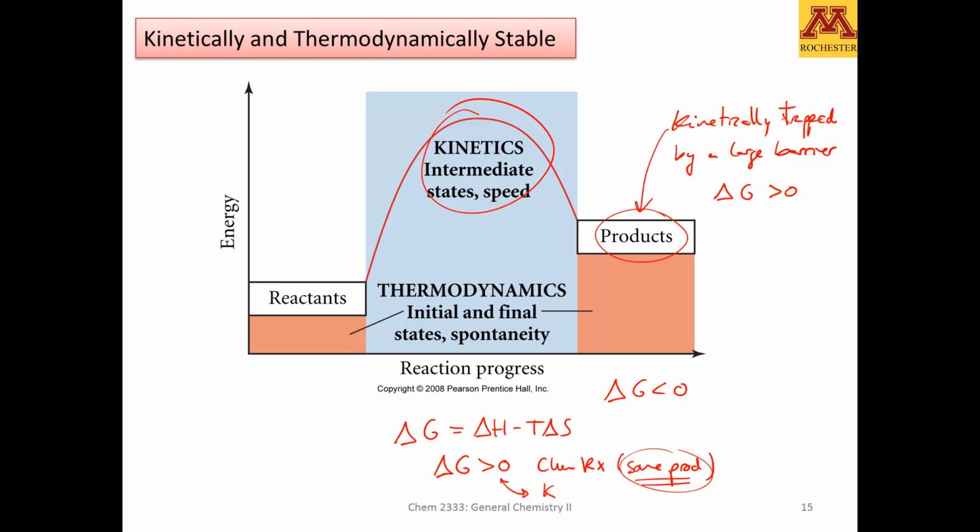This is why we introduce the concept of a substance being kinetically or thermodynamically stable. In a situation like this, you may see a lot of products, not because they are thermodynamically stable, because clearly reactants are more stable, so eventually products should start becoming reactants, but if you see a lot of products, it may be because those products are trapped in this kinetic well, and therefore they're stabilized not by thermodynamics but by kinetics.